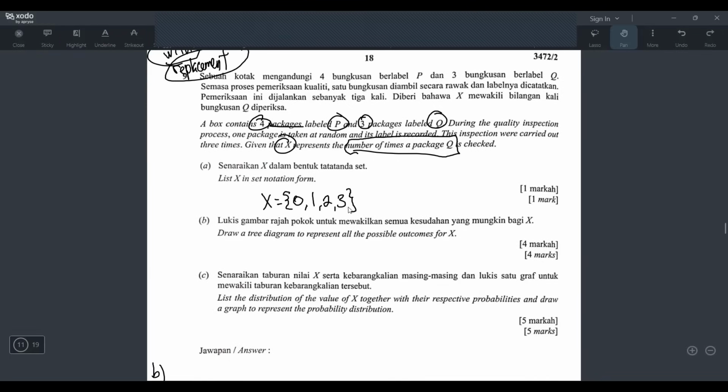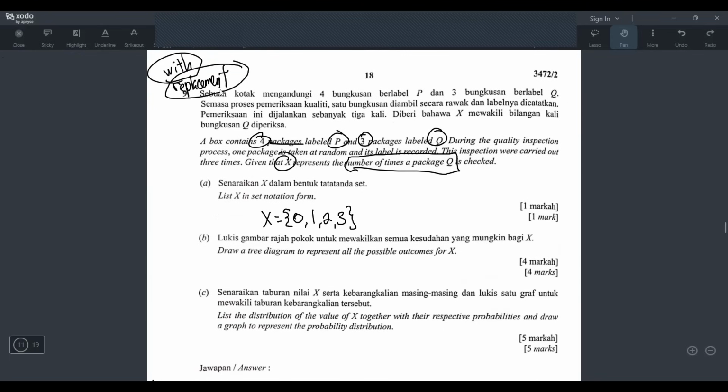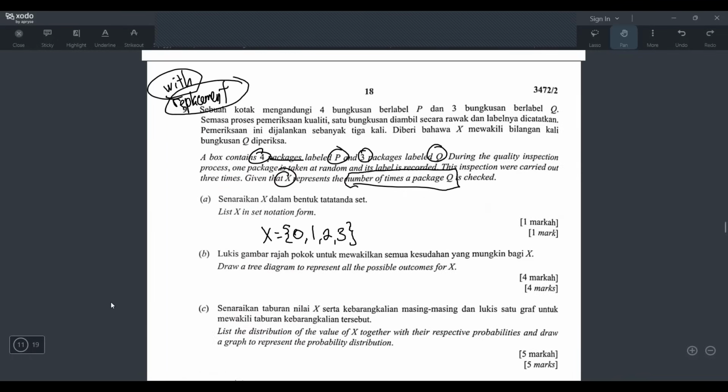Let me tell you how I know it's with replacement. Because this is under probability distribution, binomial distribution, and it's a discrete random variable. And for a discrete random variable, the probability of the second choice cannot get affected. It means it must be independent. The events must be independent events for this to be binomial distribution. I hope you understand what I meant by that. Independent events means the probability will not get affected by the first selection. So that's how I know it's with replacement.